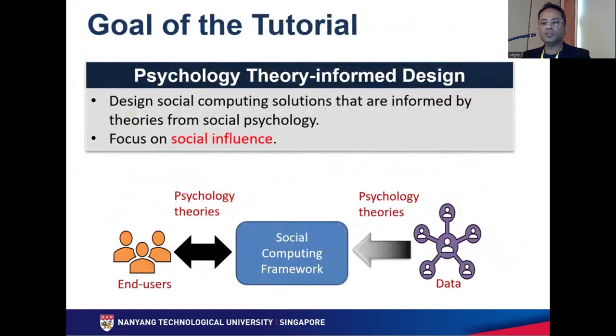So the goal of this tutorial is to review and talk about designing social computing solutions that are informed by theories from social psychology. We focus on social influence because that's a topic of social computing that has attracted attention in the context of social psychology informed design. So at a very broad level, you have a social computing framework, and these frameworks are interacted with by end users. This framework deals with data that are generated by humans, right? So psychology theories are at play implicitly. And we want to review a bunch of works which have been done in this context.